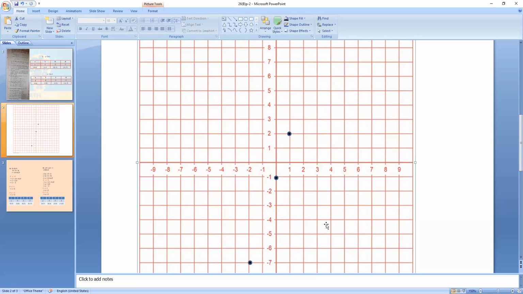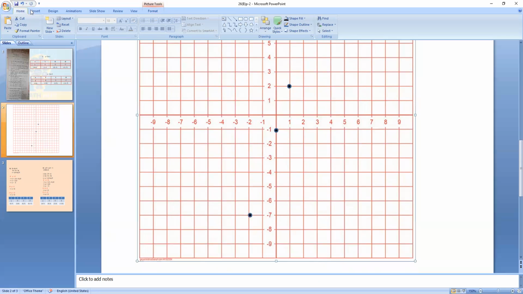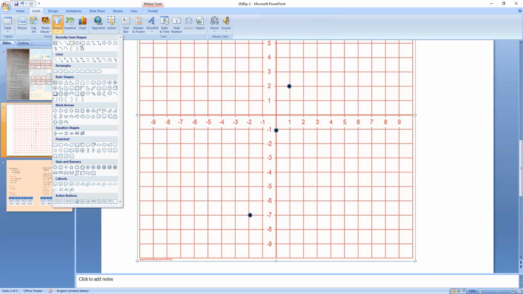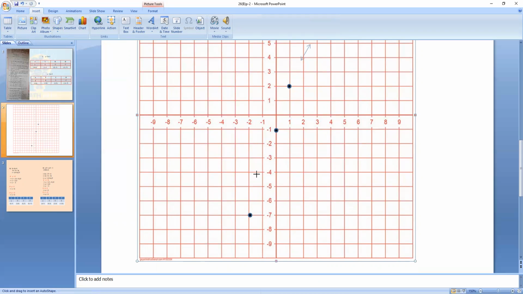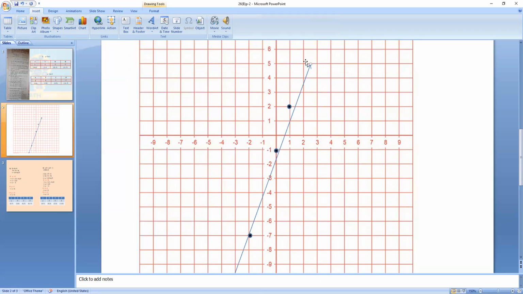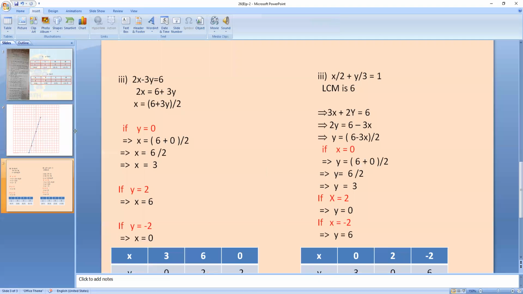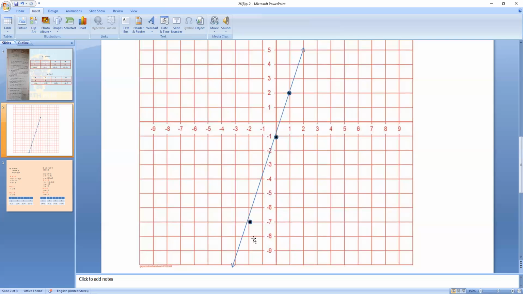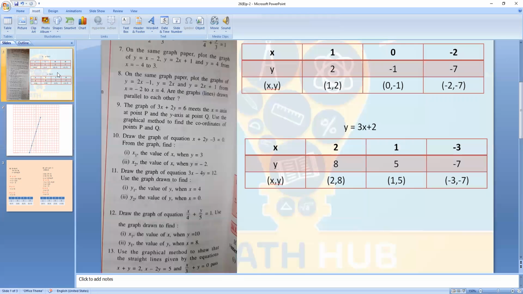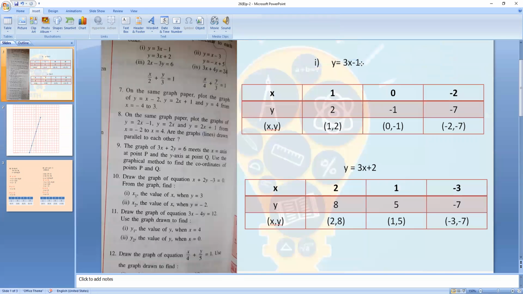So now these are the 3 points. Now, if you join them with the help of a scale, here you will get a line, right? See how you will get. So this is the line. What is it? y equal to 3x minus 1.